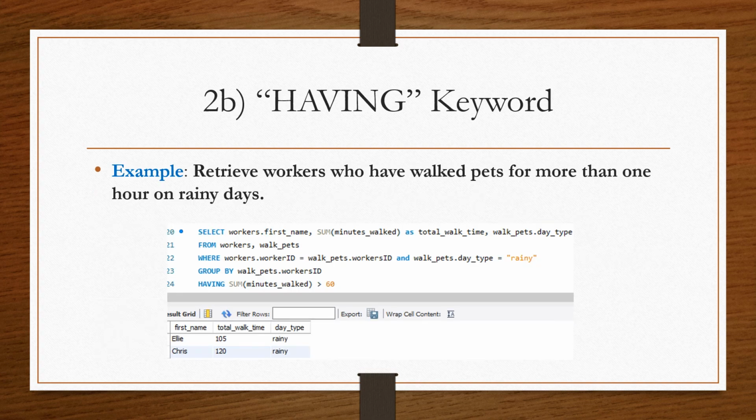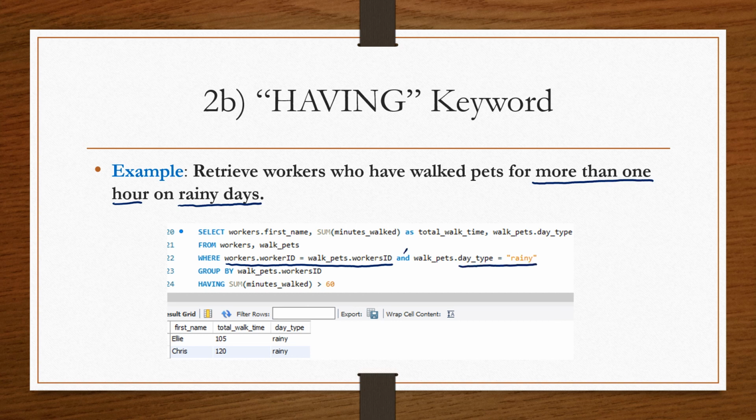All right, now we're going to look at the last example for the having keyword. The example is the following. Retrieve workers who have walked pets for more than 1 hour on rainy days. The keyword is going to be for more than 1 hour, and then another where condition on rainy days. So we do the usual where condition, and we do another AND condition where the day type has to be rainy.